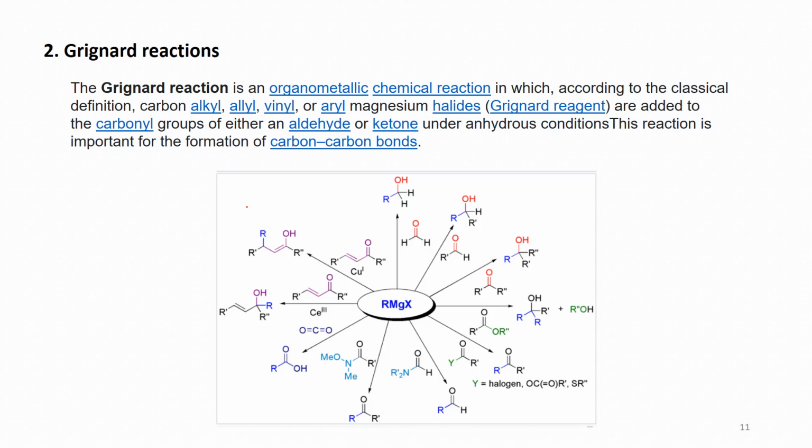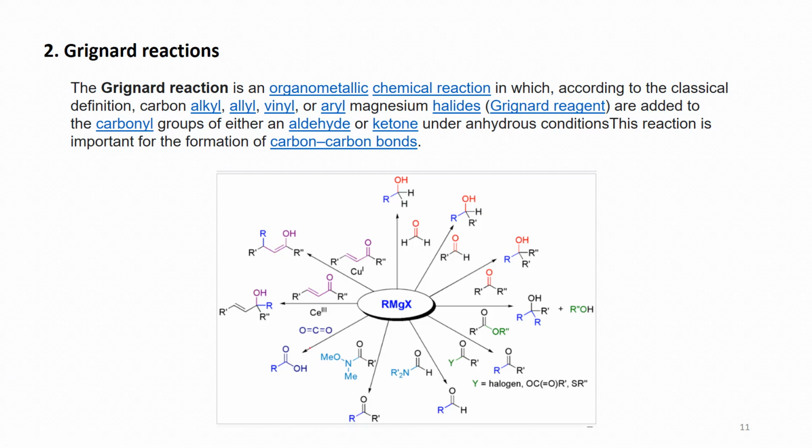Let's go to our next topic, to form carbon-carbon single bond. So we all know about the Grignard reactions. Grignard reaction is an organometallic chemical reaction in which, according to the classical definition, alkyl, allyl, vinyl and aryl magnesium halides are added to a carbonyl group of either an aldehyde or ketone under anhydrous condition. This reaction is very important in case of formation of carbon-carbon single bonds.